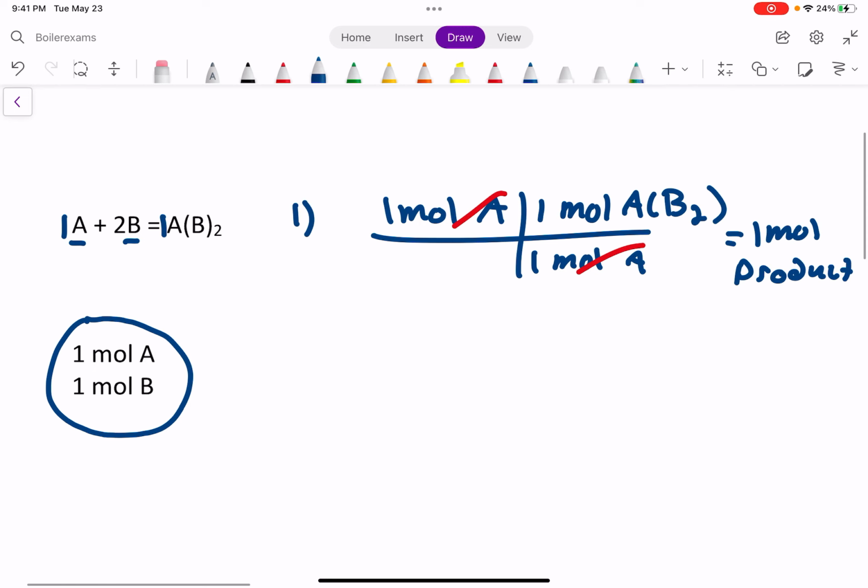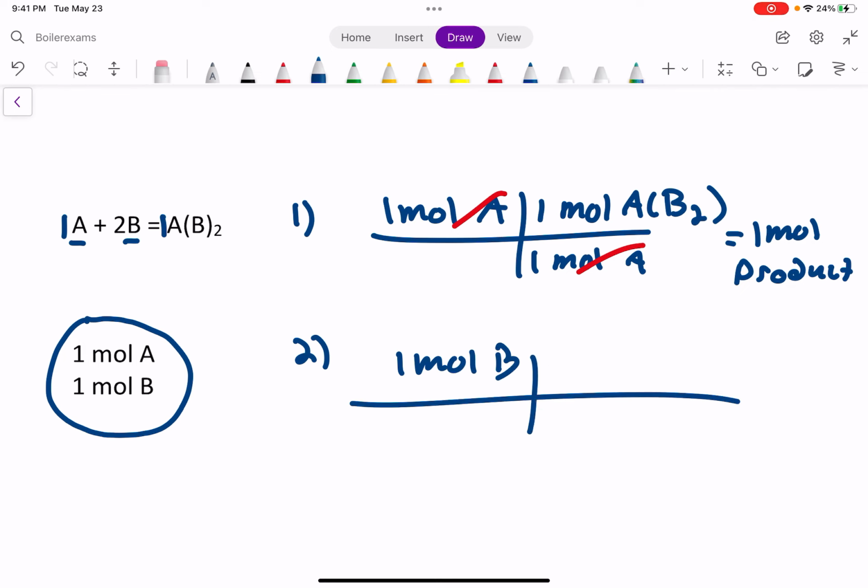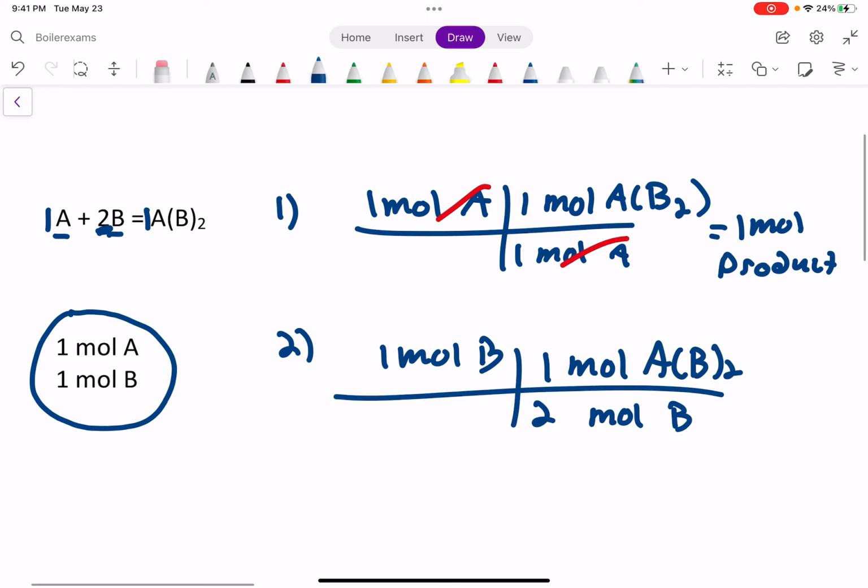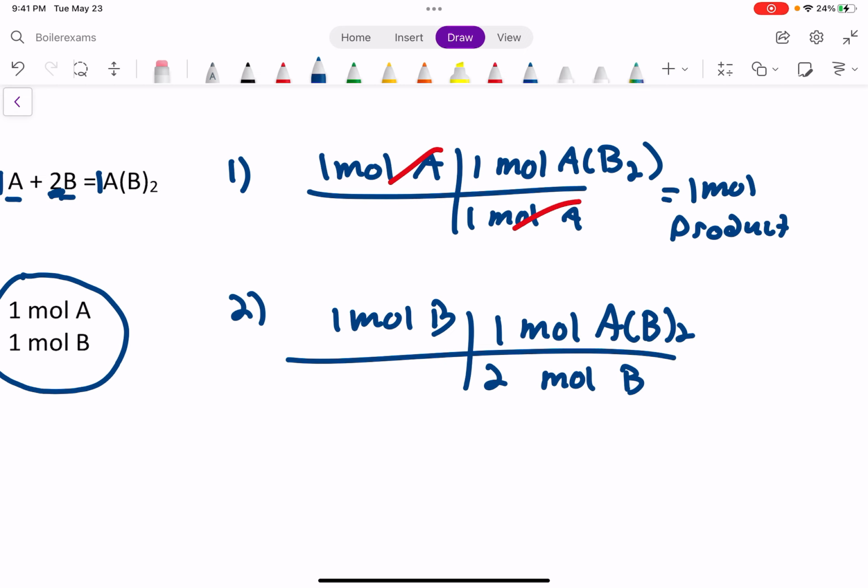Do the same thing for the other one. 1 mole of B. And here we have a 2, so 2 moles of B give me 1 mole of this product. So, multiply the top, divide by the bottom. This would only give me half a mole of product.